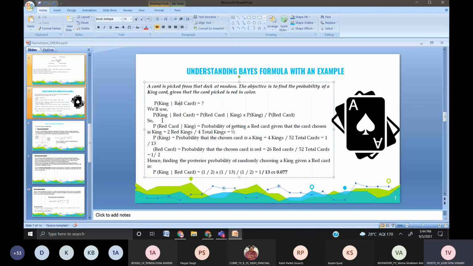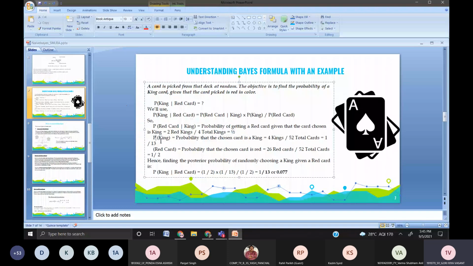So we use the same formula again, the one we used here. The probability of it being a king, given that it is a red card, we just reverse this: the probability of being a red card, given that it's a king, times the probability of it being a king, divided by the probability of it being a red card. The probability of getting a red card, given that the card chosen is a king: there are two red kings and four total kings. So this probability is half.